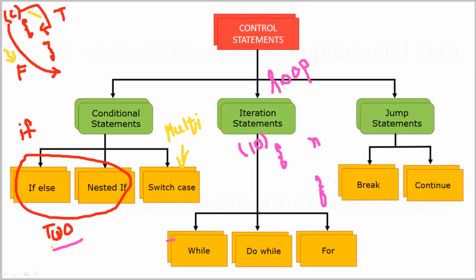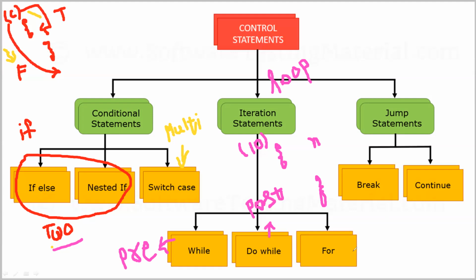Among these, while is called a pre-test iteration loop, right? And do while is called a post-test iteration loop, because in the while statement, we first check the condition and then we execute the code. That's why it is called pre-test. In do while, we first execute the code and then check the condition. That is why it is called post-test, right?